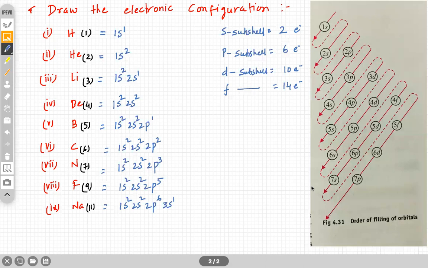I'll give you some more, Madhav, finish it first. We have a very basic one. No, I didn't forget.